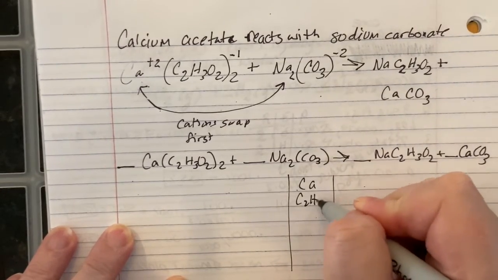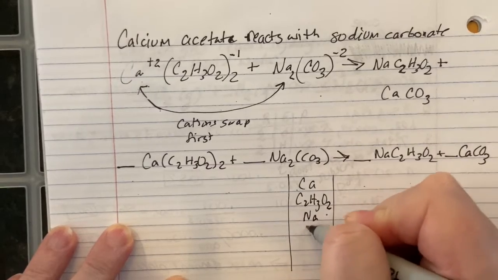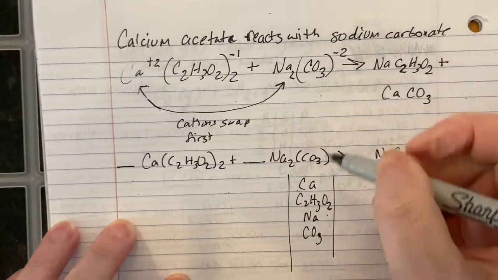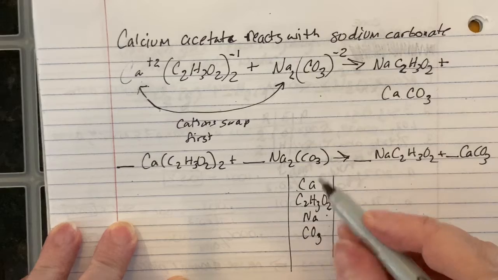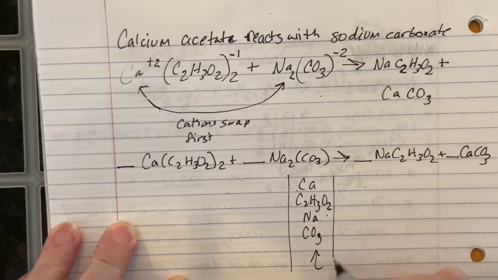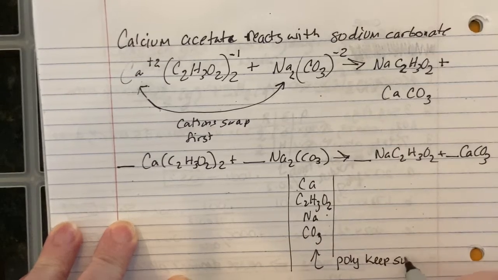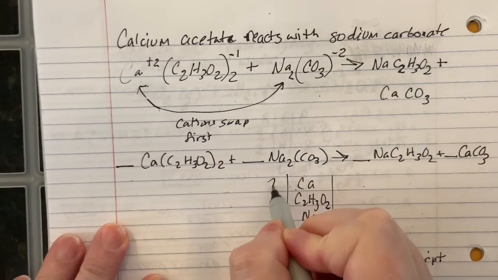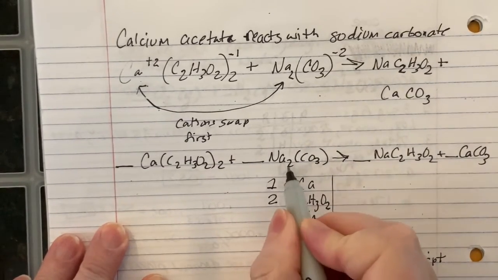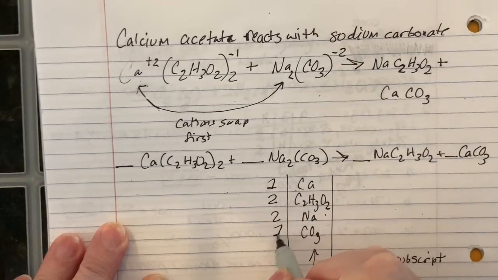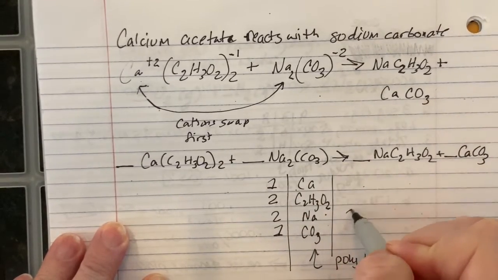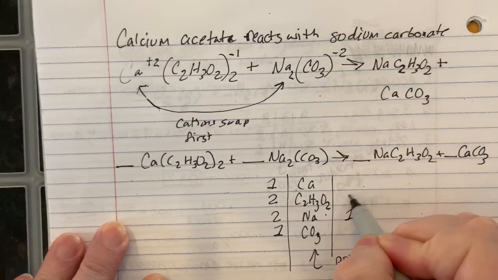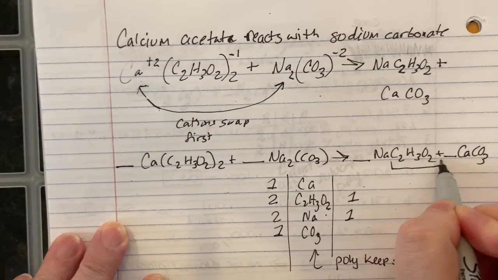Calcium, acetate, sodium, carbonate. If you did not wanna keep them together, yes, you could just have just elements there. Remember, when we have polys, those are the only ones that keep their subscripts in the chart because everybody else recombines at a different ratio. Calcium 1, acetate 2, sodium 2, carbonate 1. Sodium 1, acetate 1. It's because there's all those C2H3O2.